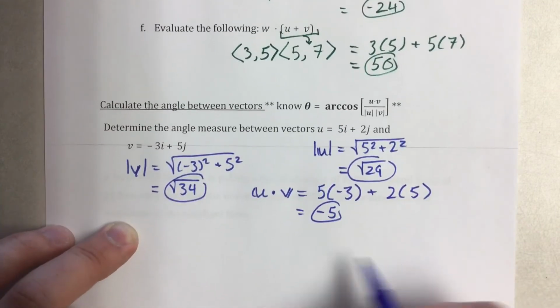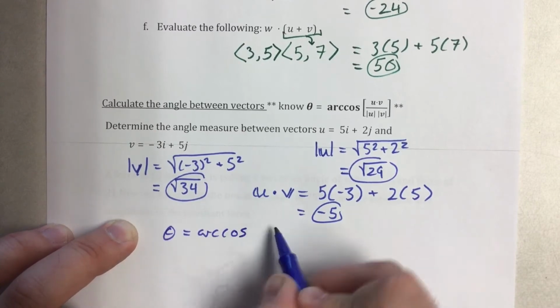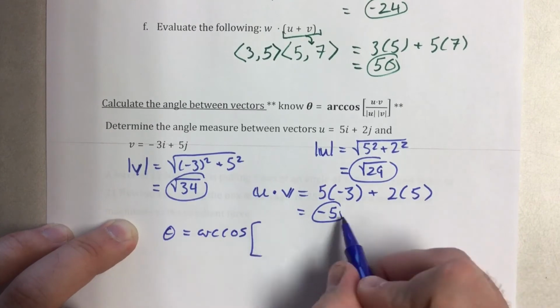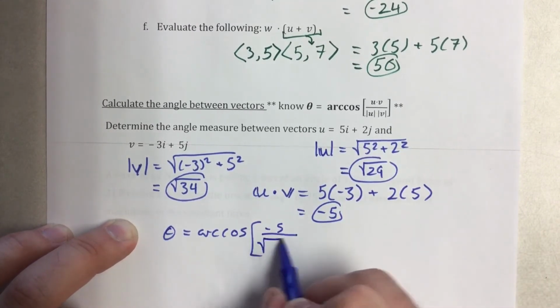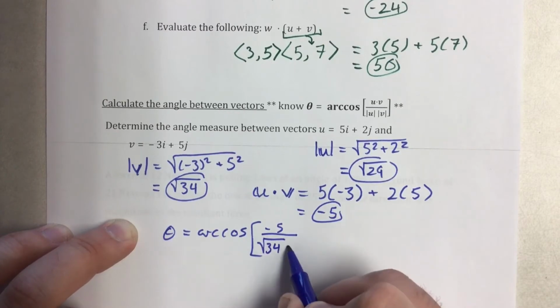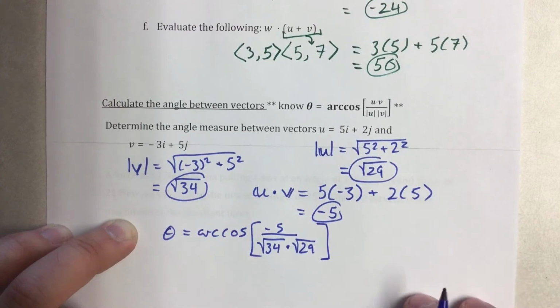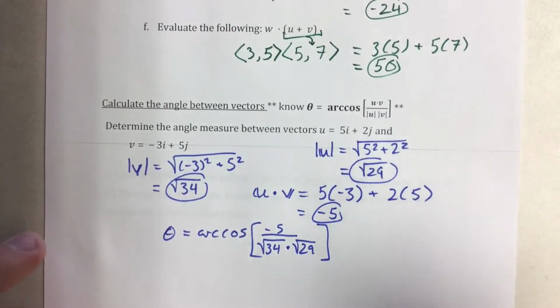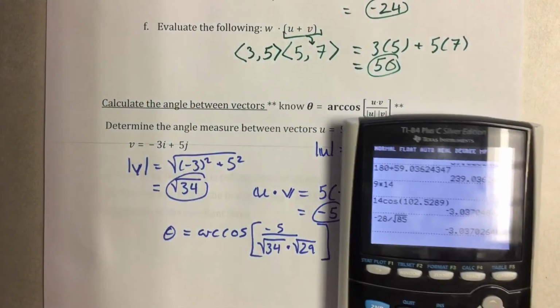And now our angle between the vectors is the arc cosine. Yes, it's always cosine for angle between vectors. Arc cosine of the dot product, which is negative 5, divided by the two magnitudes being multiplied. So we should know this formula, dot product and then the magnitudes of each. So typing this in, let's see what we get.